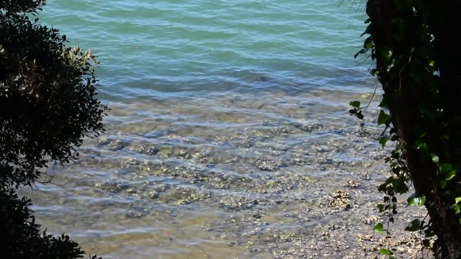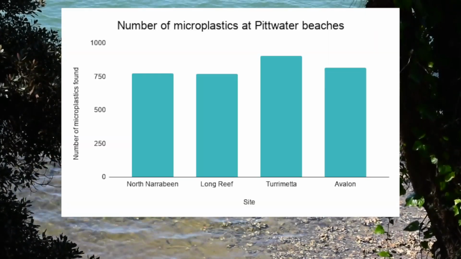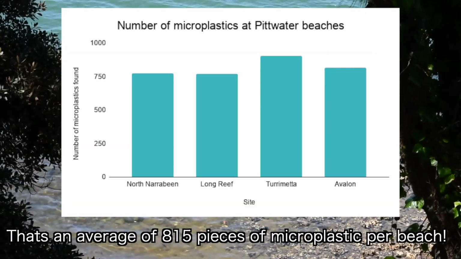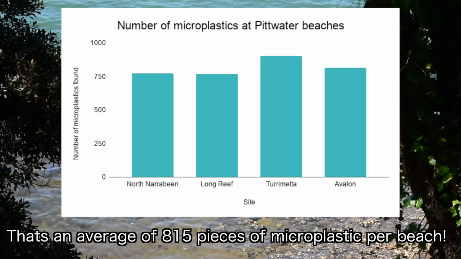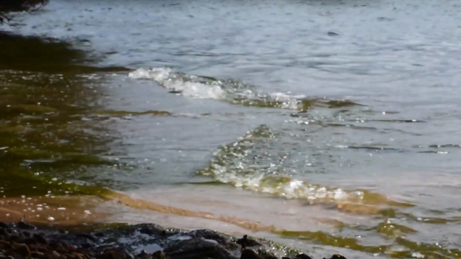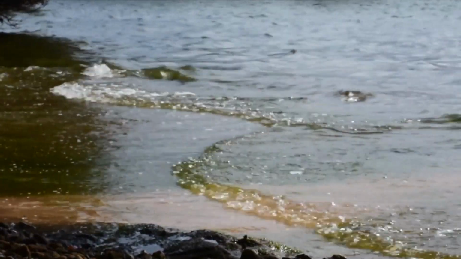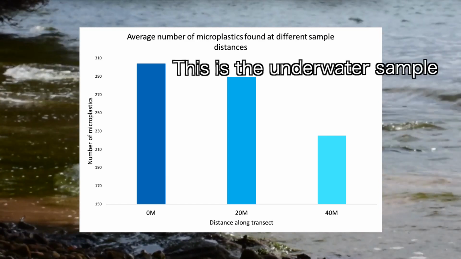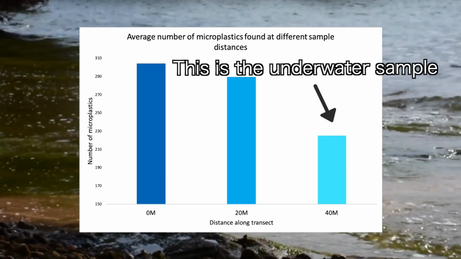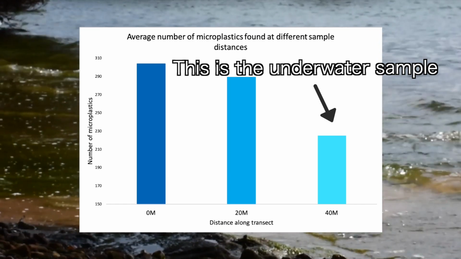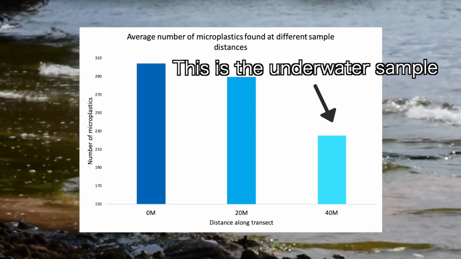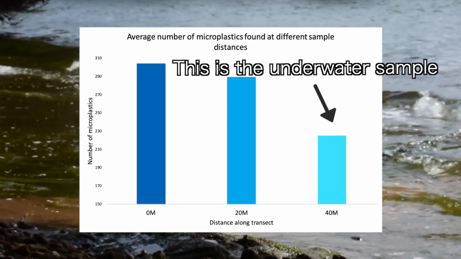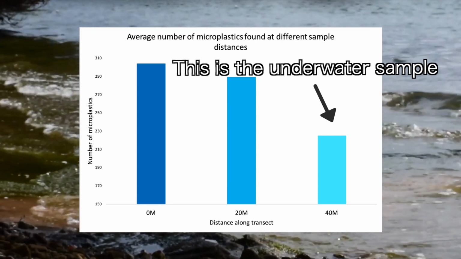What we found was very interesting. When it came to spatial distribution, we found that there was about the same amount of microplastics at each beach, but that doesn't mean that there wasn't a lot. The other interesting aspect of the spatial distribution of microplastics in the Pittwater beaches were that in the 40-metre samples, which were under the water, there was significantly less microplastics found. We think that this is because the water churns up the sediment, and similar to our salt solution, the seawater acts as something to push the microplastics to the top.